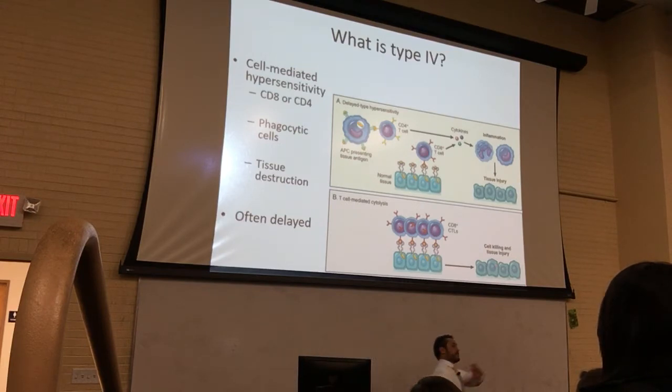So again, CD4 mediated across the top, CD8 mediated across the bottom. And CD8 is also involved in the top response too by recruiting macrophages, but their main claim to fame is their cytotoxic T lymphocyte activity, where they destroy via cytolysis the tissue that actually is expressing the antigen.